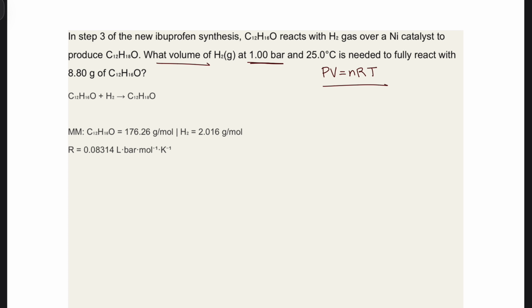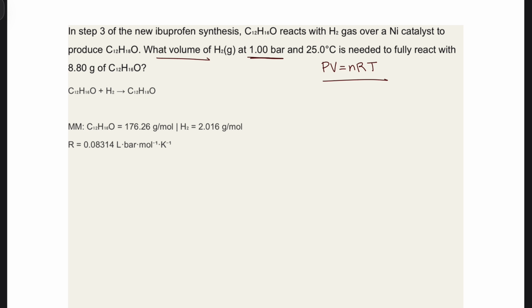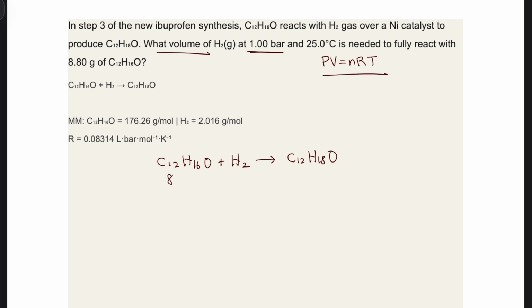So once again, I like to write out the formula a little bit bigger. And we have 8.80 grams of this, and we're trying to figure out what volume. So we're looking for the volume. We know the pressure, we know the temperature, and we know the R value. So what we need to find in order to calculate for volume is n, which is the number of moles of H2. So how do we do that?